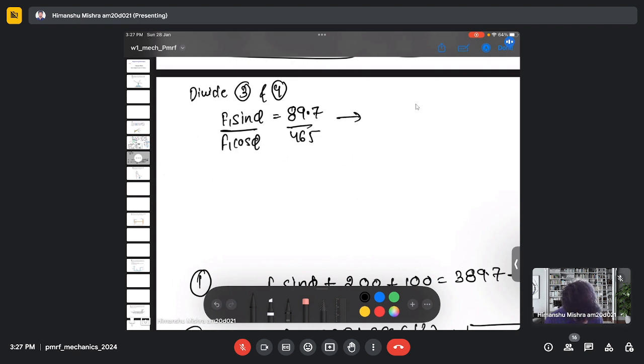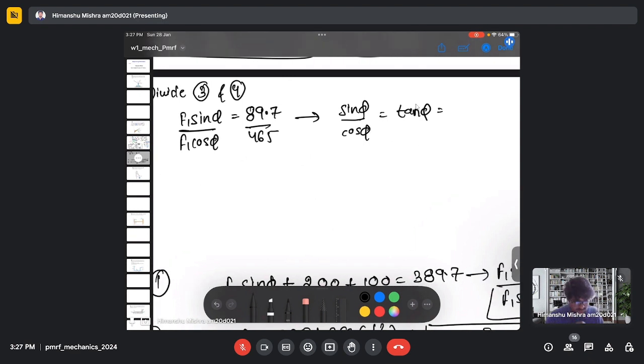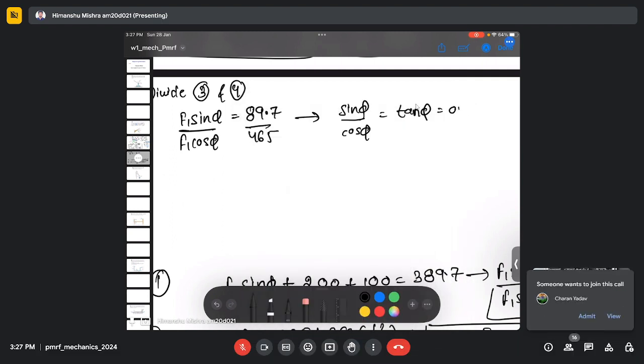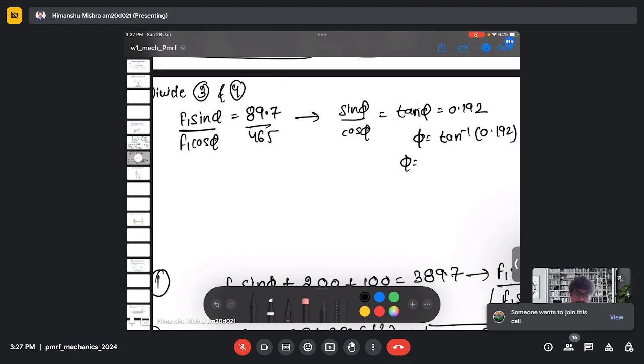So this will give me sine phi by cos phi equals tan phi equals 89.7 divided by 465, which is 0.192. And then phi will be tan inverse 0.192. So if you calculate phi, you will get in degrees 10.9 degree. So this is the phi.